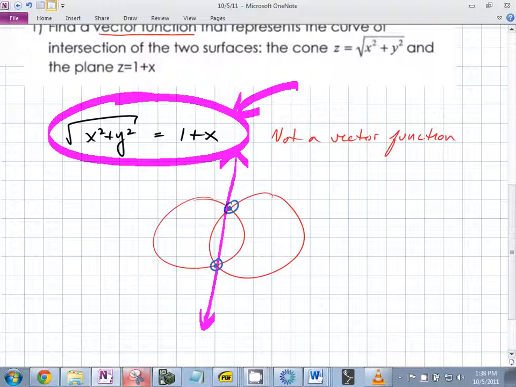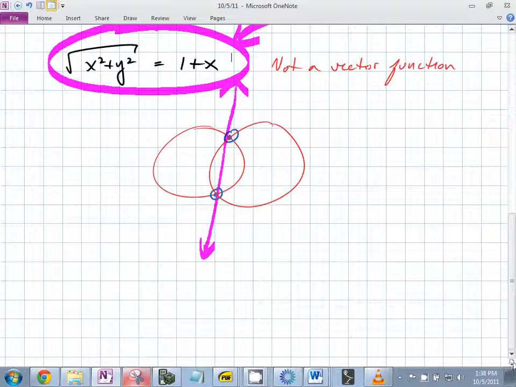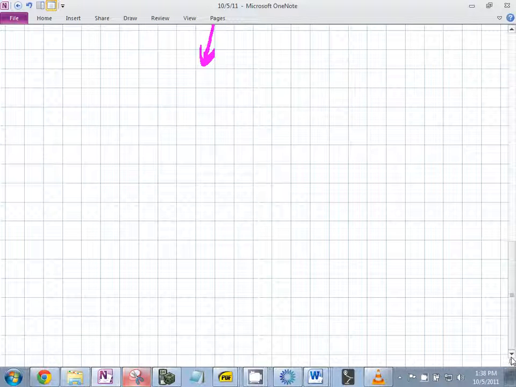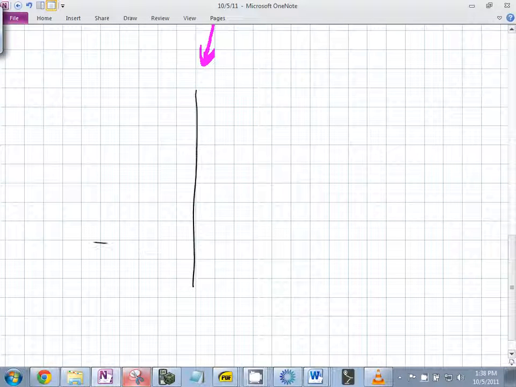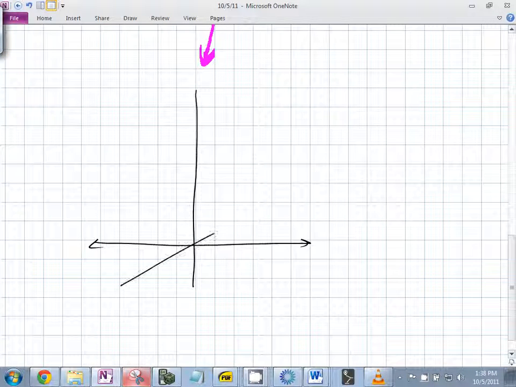We can get an idea of what this looks like if we actually make a graph. First of all, what does z equals the square root of x squared plus y squared look like? A cone. So when x and y are 0, what's z? 0, correct.